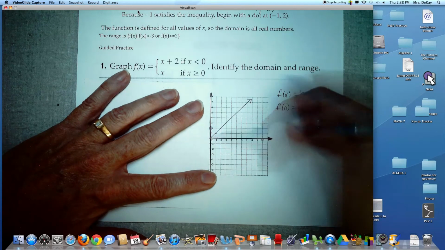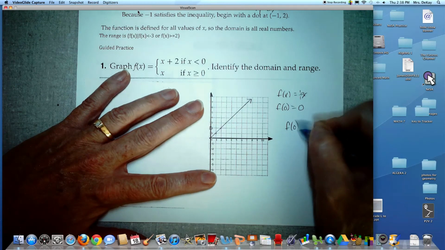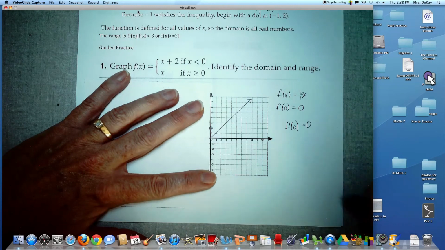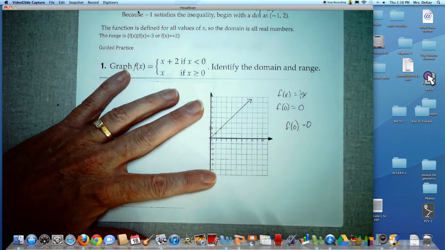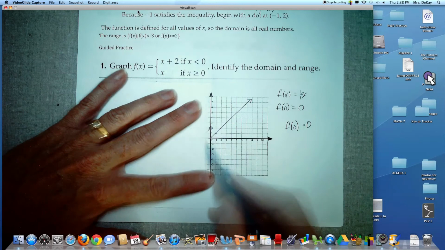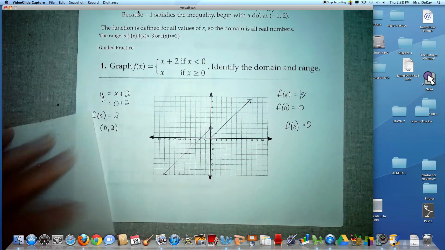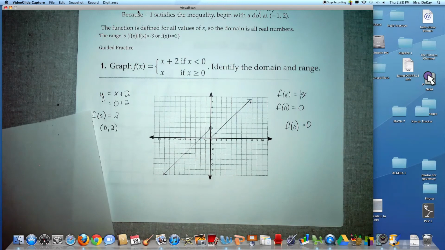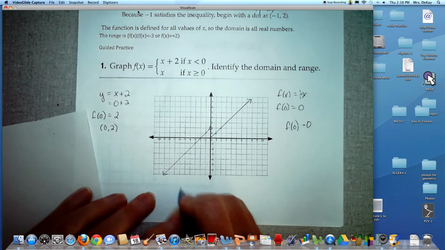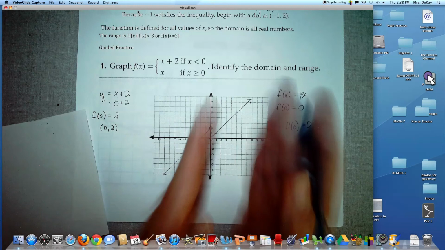So that tells me at 0, it's a function. I get 0. That's it. If I go anything less than 0, I'm going to be here, and if I go anything greater than 0, I'm going to be here, or equal to 0. What's my domain? All real numbers.